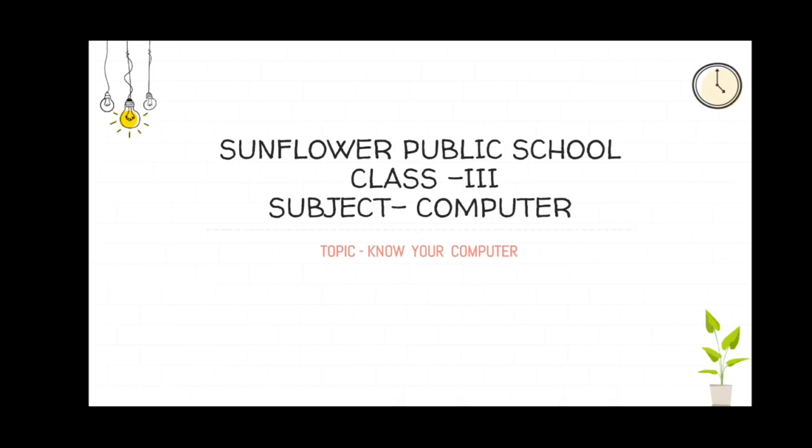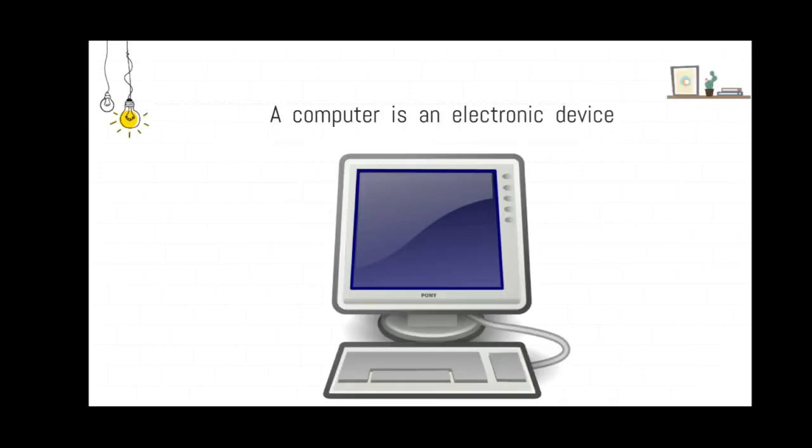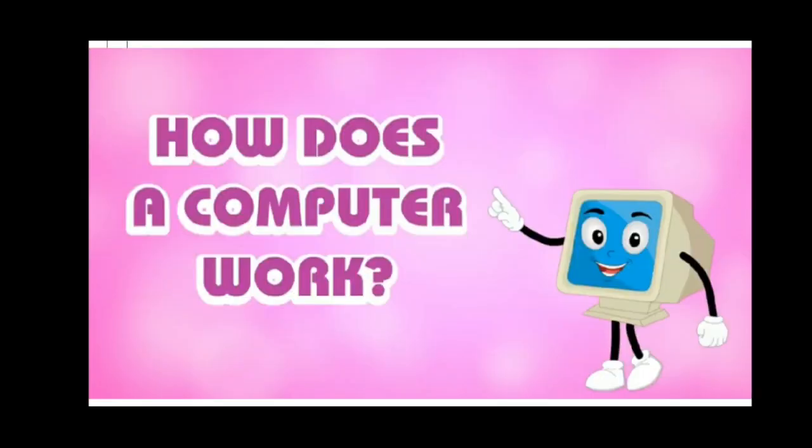Children, as we have studied in previous class, a computer is an electronic device. It can perform several tasks. A computer never commits mistakes. A computer performs several functions at the same time. It is versatile. Now, children, do you know how a computer works?